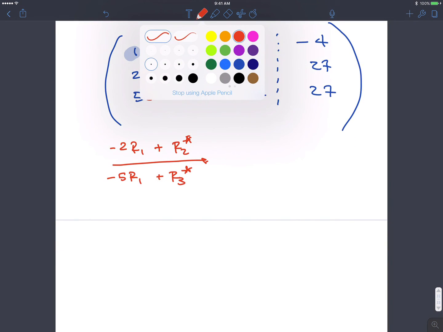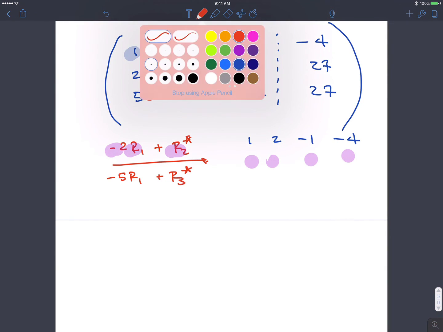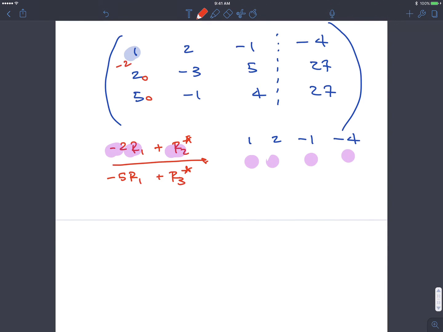So let's take a look at the entries. Row 1 will stay the same, so I'm going to keep these values. What will change is if I multiply negative 2 with row 1 and add it with row 2, I get a new row 2. So negative 2, negative 2, negative 2, negative 2. Let's remove these zeros here. Let's do our arithmetic.